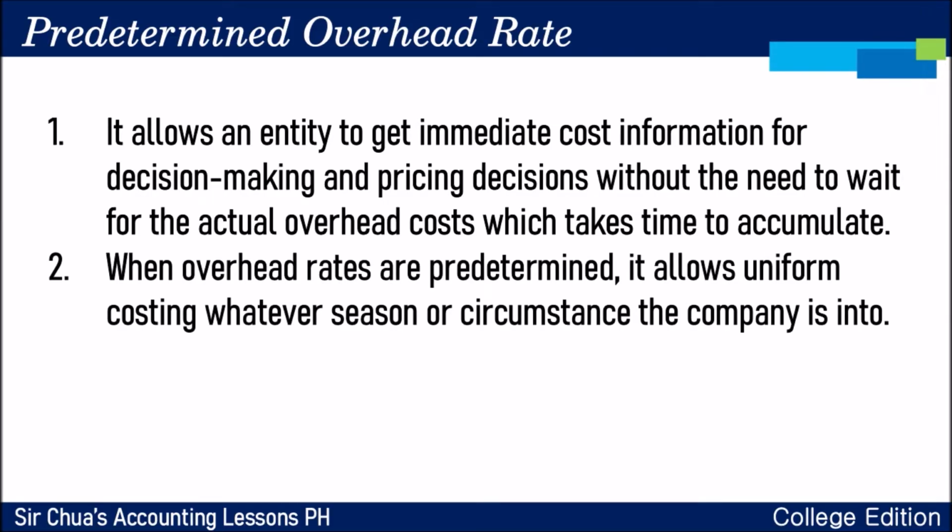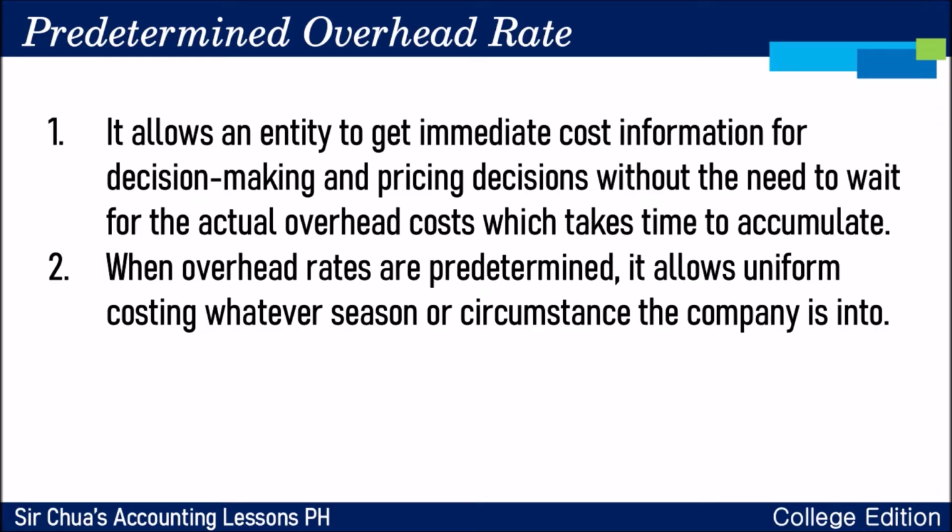Number 2, when overhead rates are predetermined, it allows uniform costing whatever season or circumstance the company is into. Ito po yung example ko na sa inyo dati, diba? So, hindi naman po pwede na, let's say for example, summer operations, mas malakas gumamit ng air conditioner yung factory kesa sa tag-ulan or sa ibang bansa winter operations, 'di ba? So parang ang dating mas mataas ang utilities, factory utilities natin kapag ka summer ang operations. Hindi naman po pwede na kapag ka summer dahil mataas ang ating cost of production because higher ang overhead, mas mataas din ang presyo natin. Tapos pagdating po natin ng winter, mas mababa yung presyo just because of that.